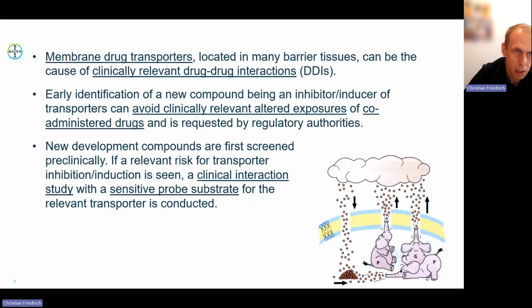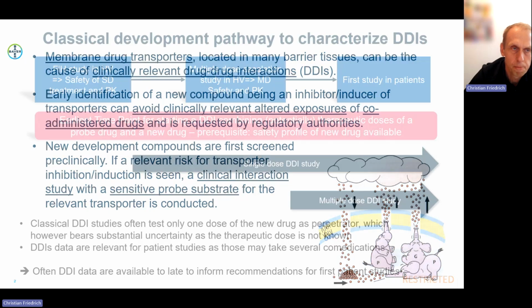Now, early identification of a new compound being such an inhibitor or inducer of a drug transporter is very important to avoid clinically relevant altered exposures of a co-administered drug. And it's also requested by regulatory authorities. What you typically do is start with a first screen in a preclinical setting. And if you see there a relevant risk for drug interaction, then you would test that in a clinical interaction study with a sensitive probe substrate for the relevant transporter. Now, how is that done?